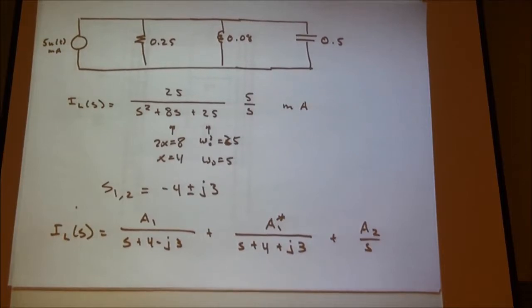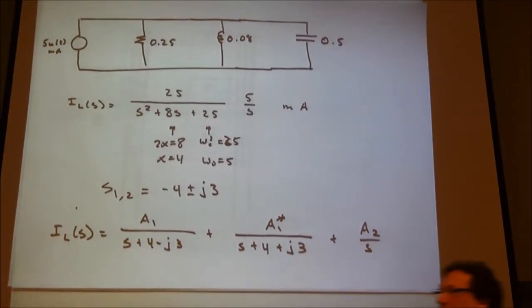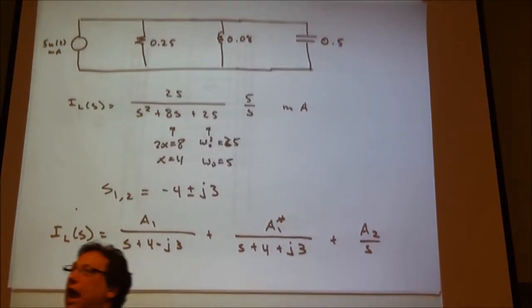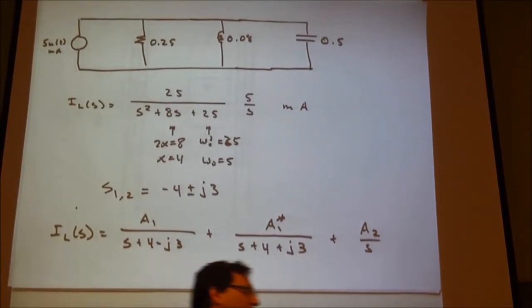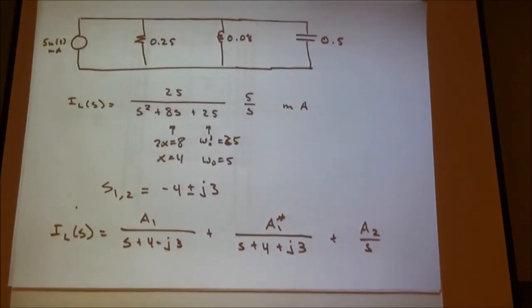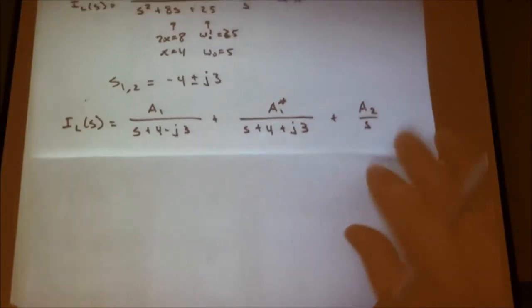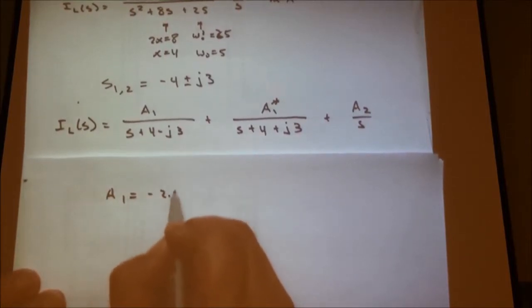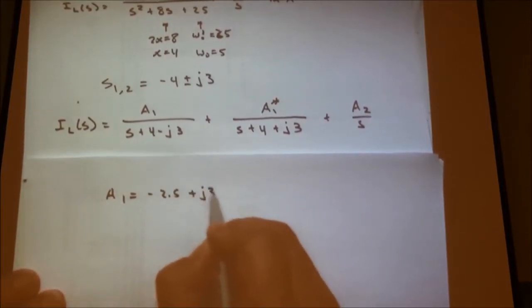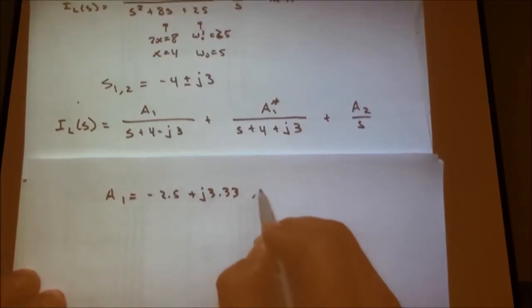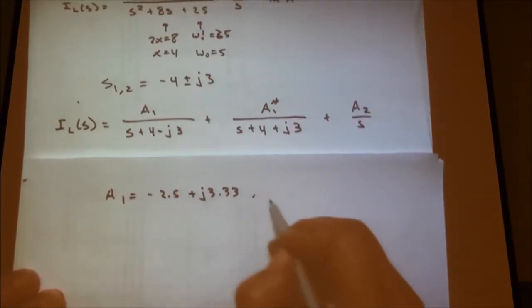Now in this particular case, you can use the cover-up rules, complex number. Do it on your calculator. Don't do it by hand unless you love doing complex numbers by hand. Not my personal recommendation, but if you're a diehard, by all means, do it. In this particular case, I found A1 is minus 2.5 plus j3.33, which means A1 conjugate.